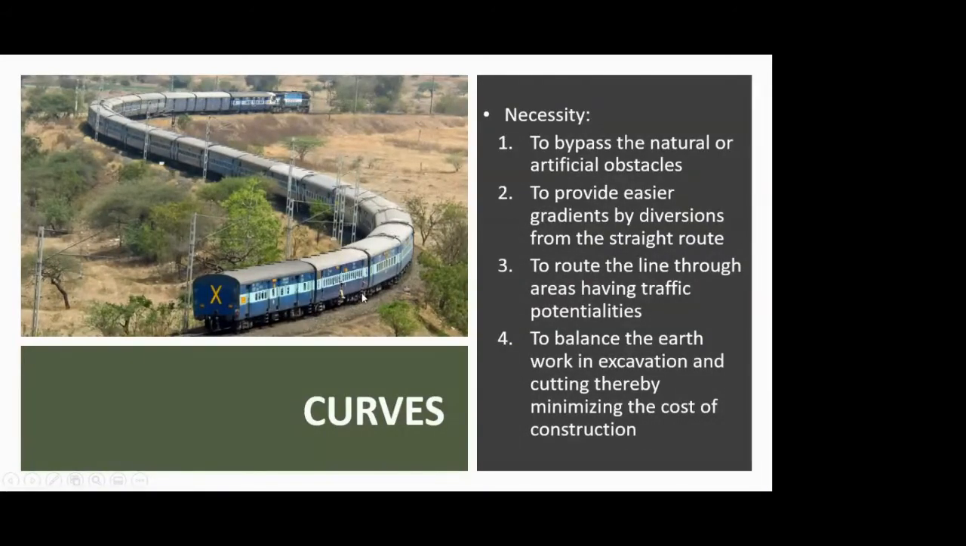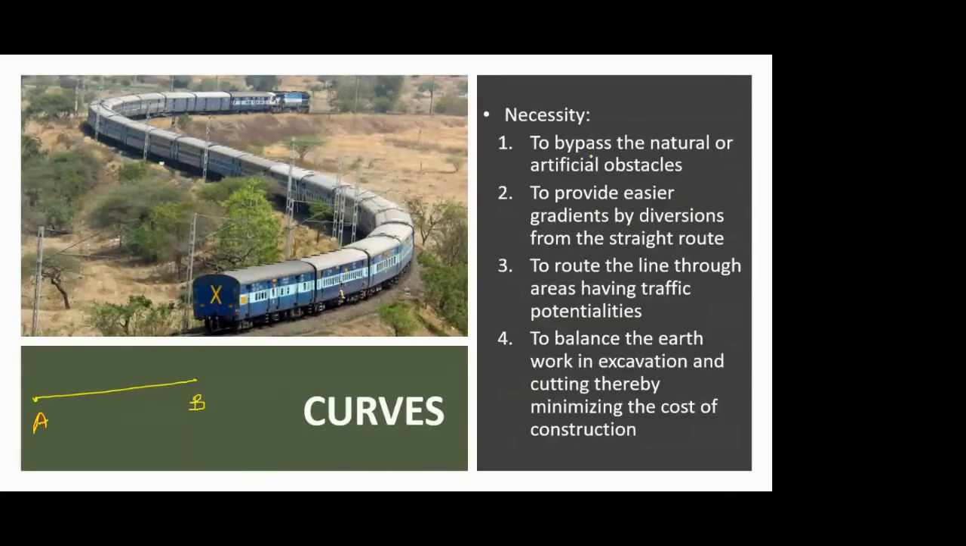So as we have seen for gradient also, we will be seeing why you require a curve. The answers are quite obvious. Now always you can't take an alignment straight, though it's an ideal way of aligning any transportation network, that you join just two points A and B with a straight line, and that will be an alignment. But in practice on site you might have a lot of constraints.